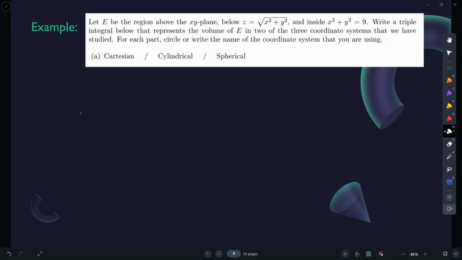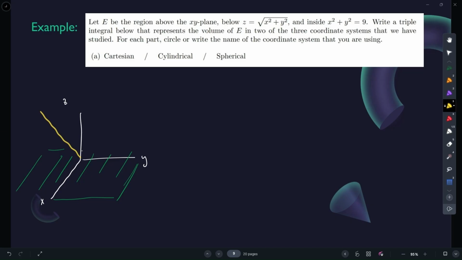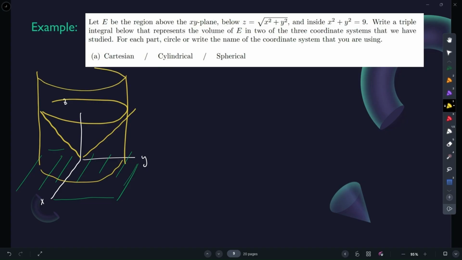So the region is the following. Here is my triple coordinates. It has to be above the xy plane, and it has to be below z equals the square root of x squared plus y squared. Remember that that is the equation of a cone, and it has to be inside x squared plus y squared equals 9, which is the equation of a cylinder, and that cylinder has radius 3.